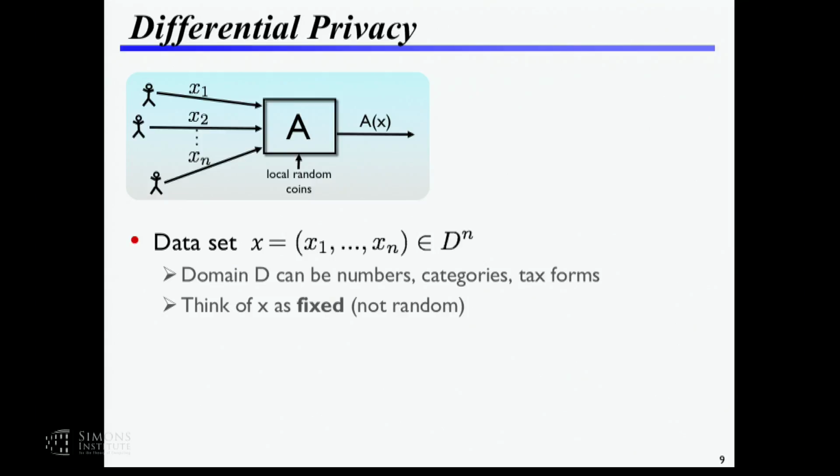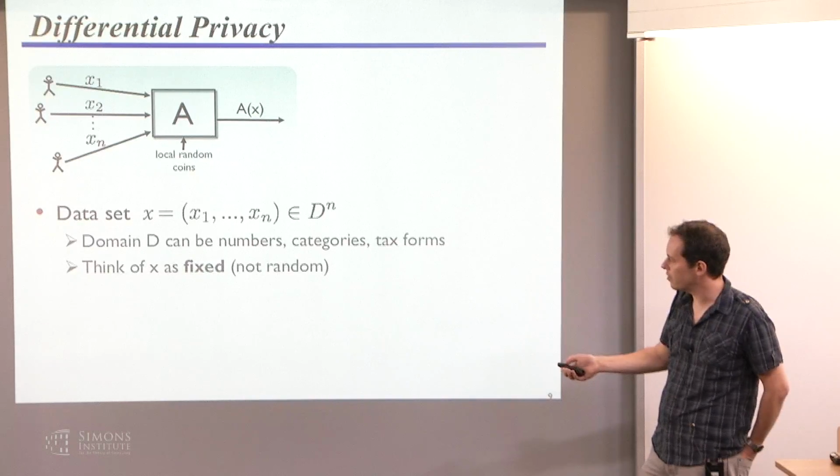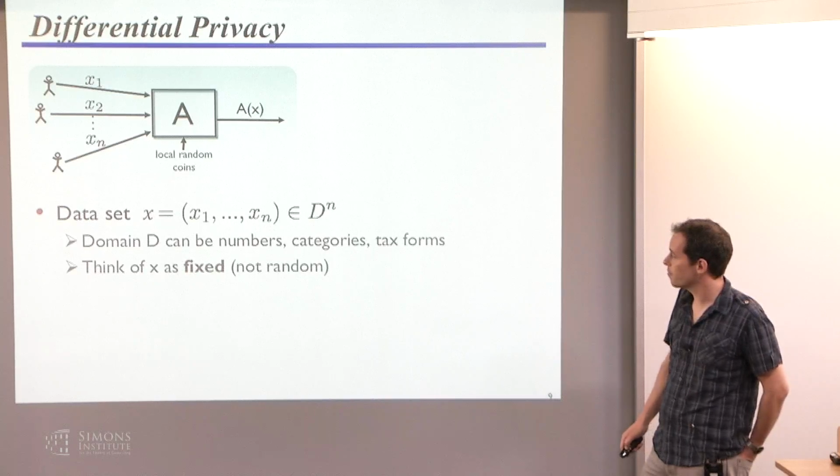One of the key tools that we'll be thinking about is differential privacy. So I'll repeat the definition from Aaron's talk. Imagine we've got a data set. It's a set of values in some domain X. This domain could be numbers or categories or anything. It could be arbitrarily complicated. But for the purpose of the definition, we'll think of the data set as fixed. So it'll be worst case over data sets.